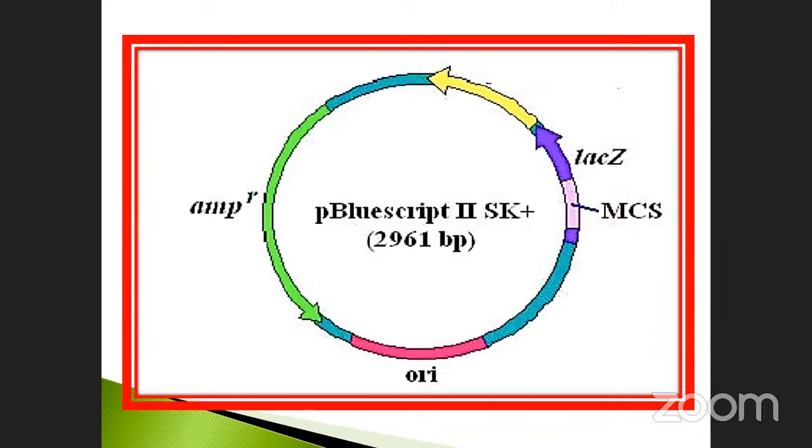See the Bluescript II SK structure. The lacZ gene is also there, the MCS, the ampicillin resistance gene, and the ORI. ORI comes from bacteria. Ampicillin resistance and lacZ are genes already present. The base pair of Bluescript II SK is 2961 base pairs. Sometimes they may ask the question: which one of the following is an example of a phagemid, or Bluescript II SK contains how many base pairs. So, 2961.